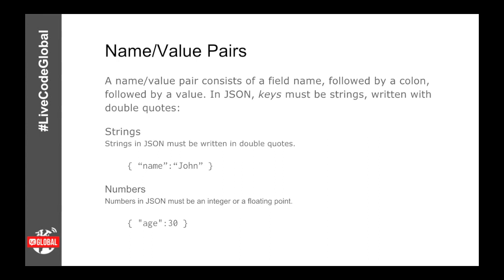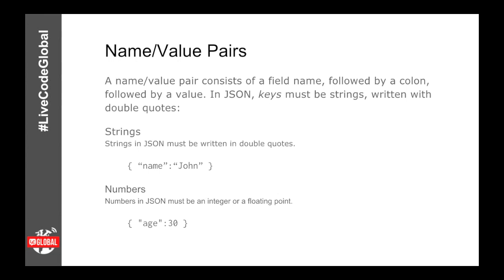A name value pair consists of a field name or a label or a key followed by a colon and then a value. The simplest one are strings. So you open the curly brackets to start your JSON object, you give the key or the name, that's a string in quotes, and then a colon, and then the value is also a string in quotes. For example, here we have name colon John, that key value pair for somebody's name.